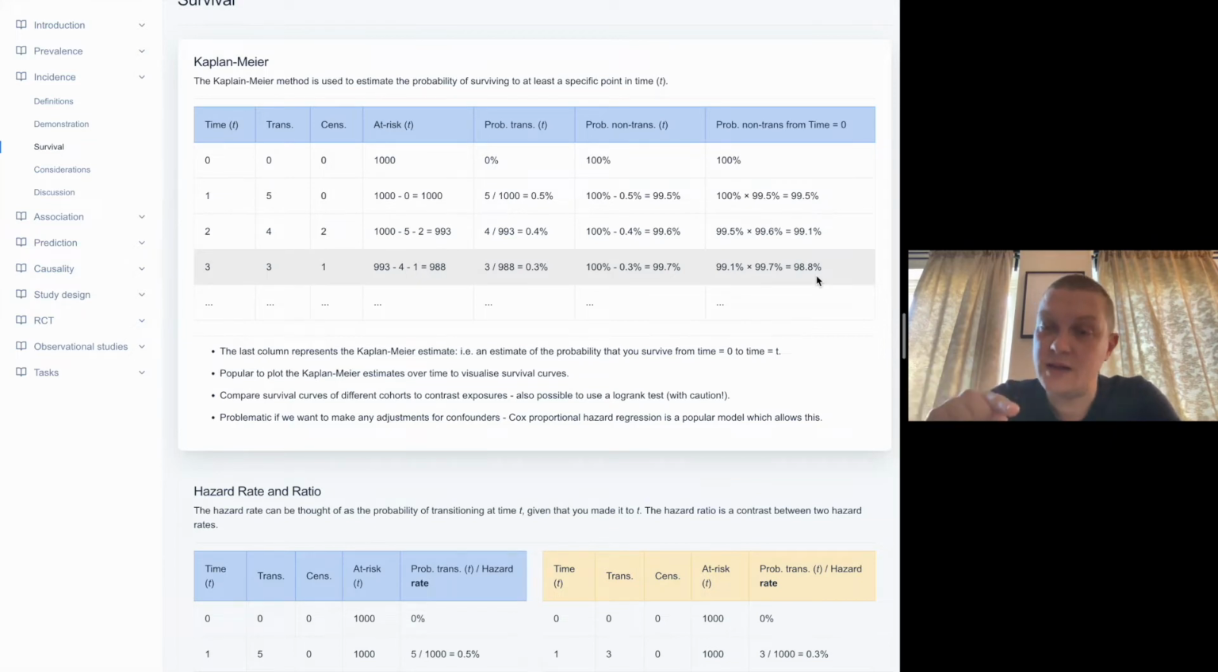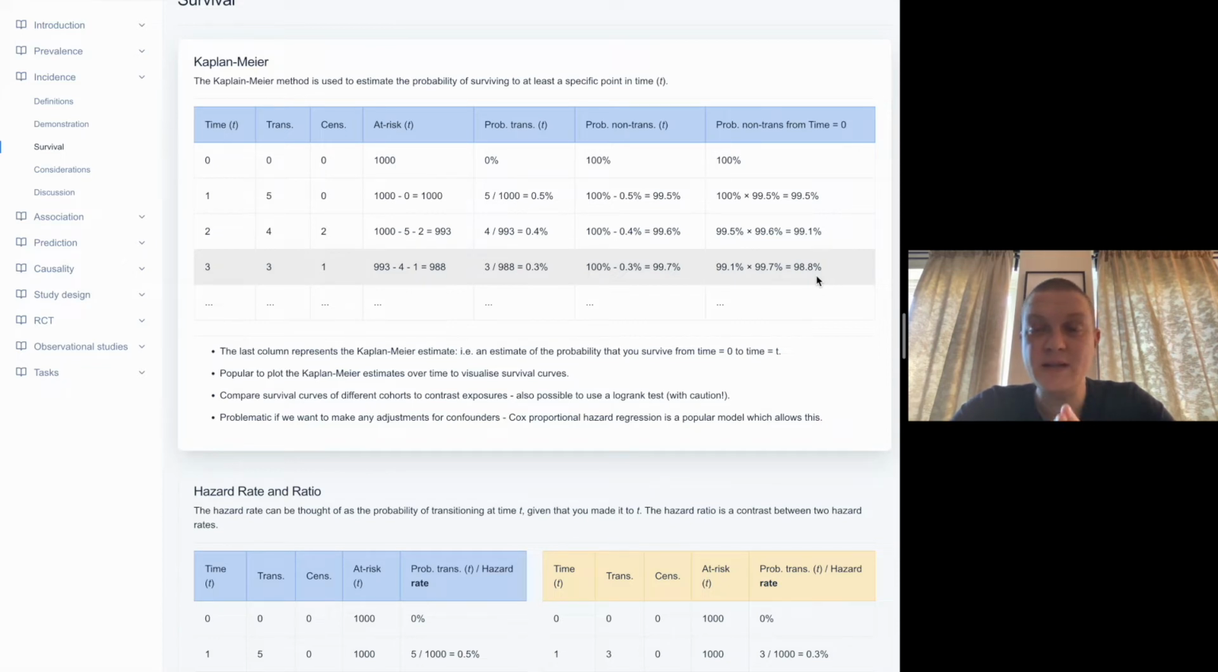And you could calculate them for different cohorts who have been exposed differently, perhaps smokers versus non-smokers, or somebody that takes a medication versus somebody that doesn't, somebody that's had surgery compared to people who didn't have the surgery. And you could look at how these survival curves differ. There are statistical tests that you can use to see if these are statistically significantly different, called a log rank test. You do that with caution. I'm just telling you, be careful.